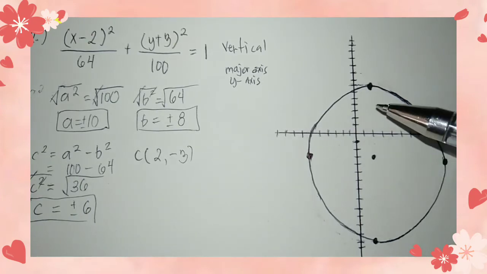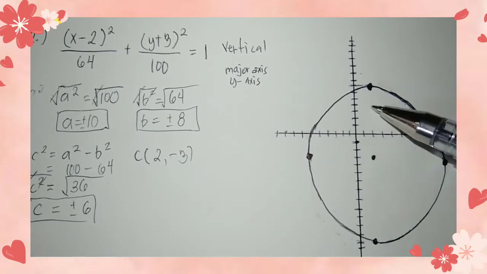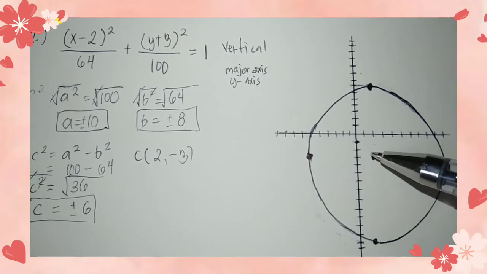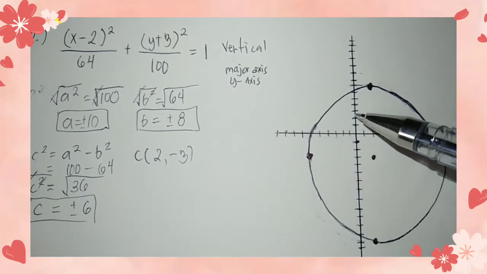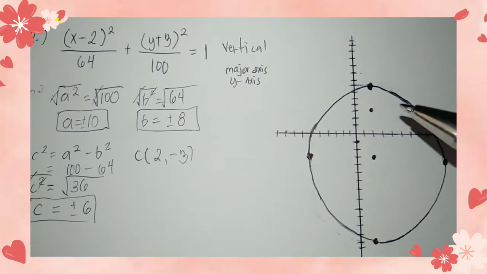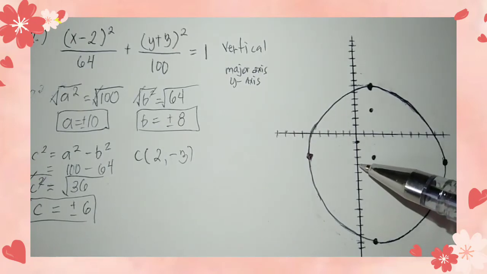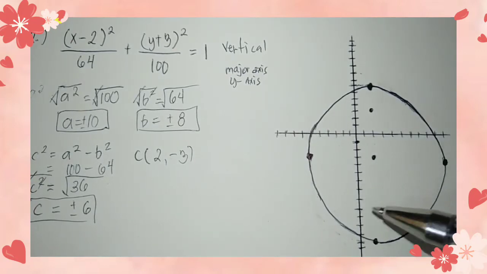And, of course, ang ating ellipse is vertical, meaning to say, nandito siya. Nandito yung ating foci. Naka-vertical din siya. Move tayo 6 units upward and downward. So, we have 1, 2, 3, 4, 5, 6. So, nandito yung ating focus 1. And of course, 1, 2, 3, 4, 5, and 6. So, nandito naman yung ating focus 2.